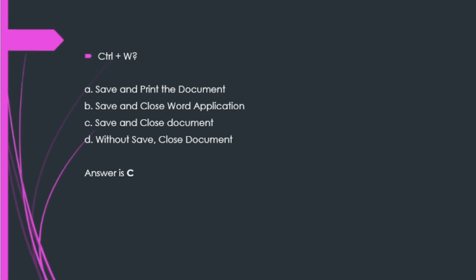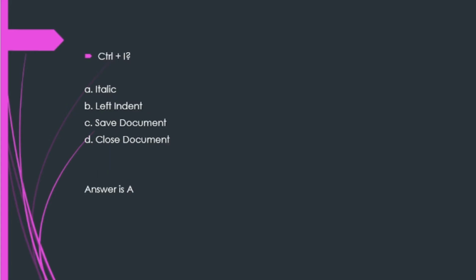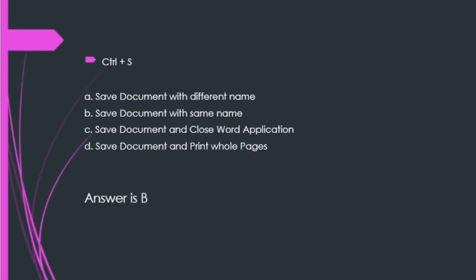The key F12 opens a. The correct answer is A. Save as dialog box. Control plus I. The correct answer is A. Italic. Control plus S. The correct answer is B. Save document with same name.